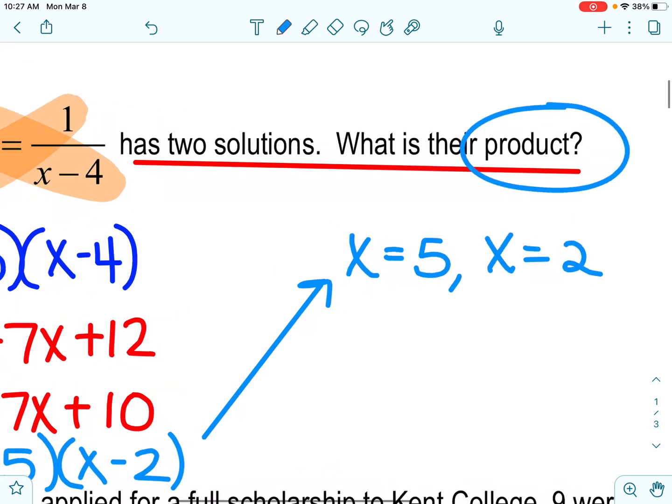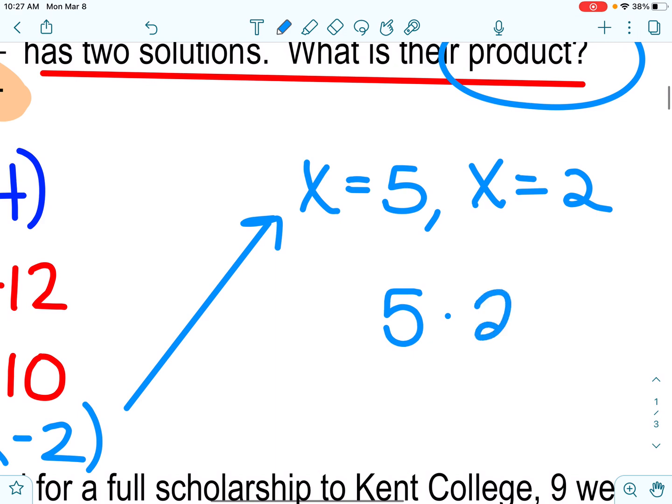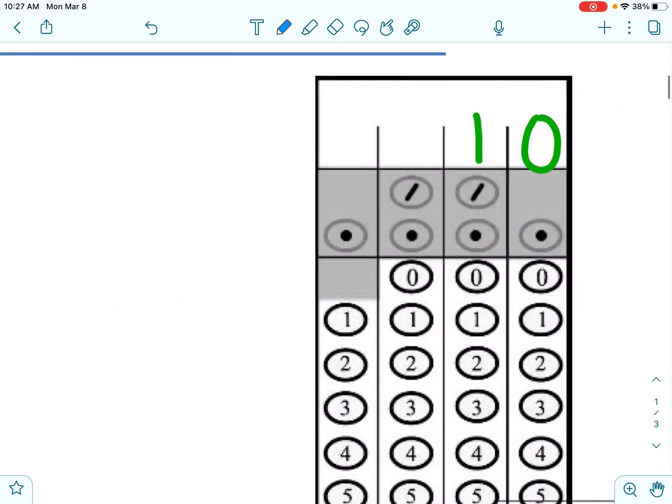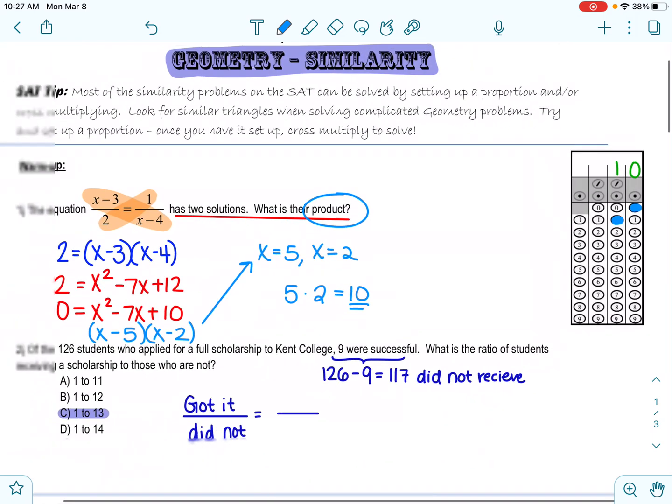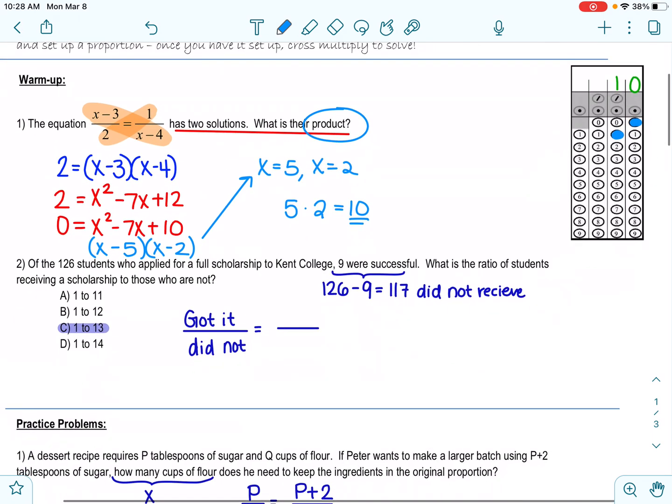And again, it's asking me for the product. So 5 times 2 is 10. So the answer is 10, and just make sure you bubble in or grid in your question correctly. All right, let's go to number 2.